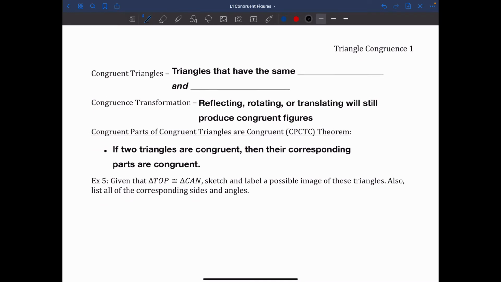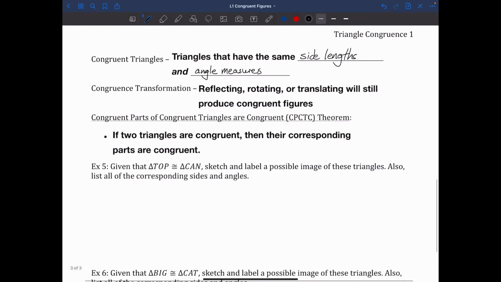On the next page, we've got a couple more theorems. We're going to talk about congruent triangles. So specifically for triangles, they need to have the same side lengths, and also need to have the same angle measures. Right, so side lengths and angle measures need to match up in order to have congruent triangles.